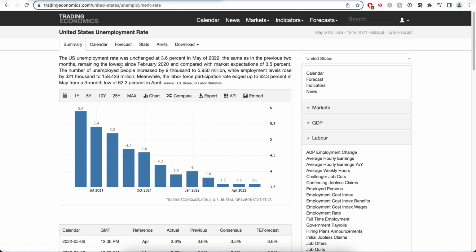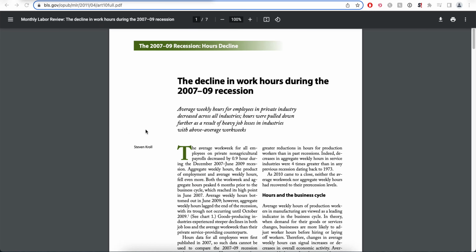But there are a few other things to take a closer look at when we're talking about employment. So I wanted you to take a brief look at this article here about the 2007 to 2009 recession, the decline in work hours during the 2007 to 2009 recession. Work hours is a very beneficial indicator to look at, because if we're entering a potential recession, you will likely see fewer work hours, people being employed for fewer hours, or you may be seeing more temporary people than full-time employees. And so this can be an indicator.